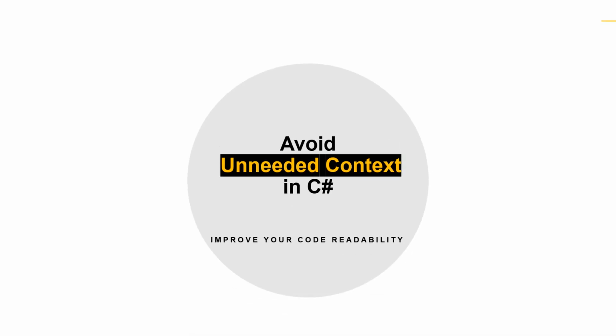Clean code practices recommend using clear and descriptive names for variables and functions to improve the readability and understandability of the code. One way to achieve this is by avoiding the unnecessary repetition of context in variable names. In this video, we will discuss how adding unnecessary context can make code more verbose and harder to read, and how to avoid this common mistake.